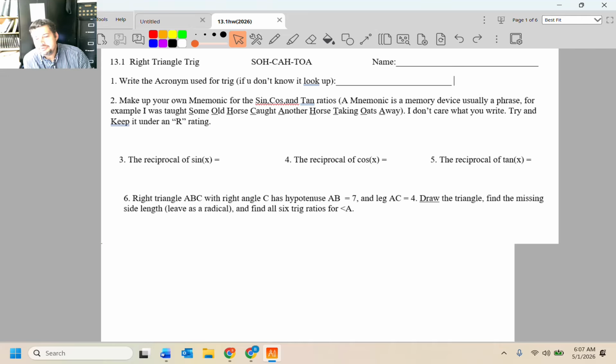13.1, right triangle trig, aka SOHCAHTOA, which is funny, because how many kids, if you don't know it, look it up, will leave this blank.